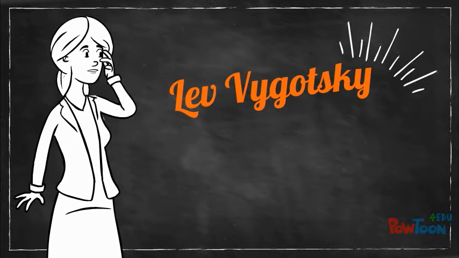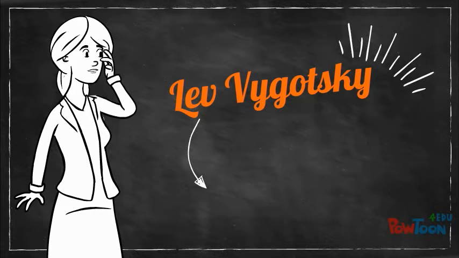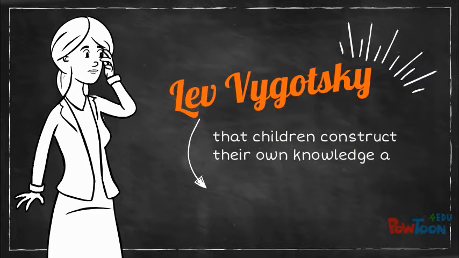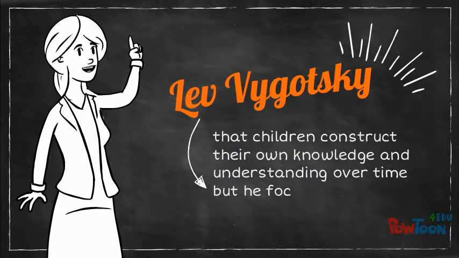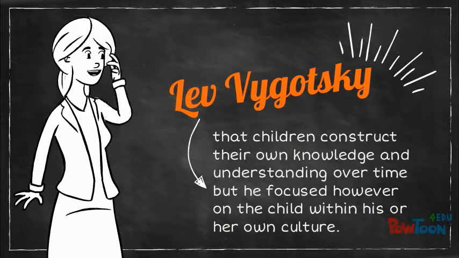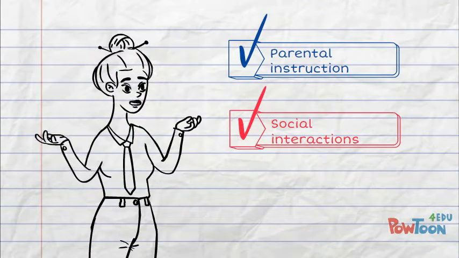Take, for instance, Lev Vygotsky, a Russian development psychologist who shared the same views as Piaget in that children construct their own knowledge and understanding over time. But he focused, however, on the child within his or her own culture. He focused on how early development occurs through parental instruction and interaction with the social environment.